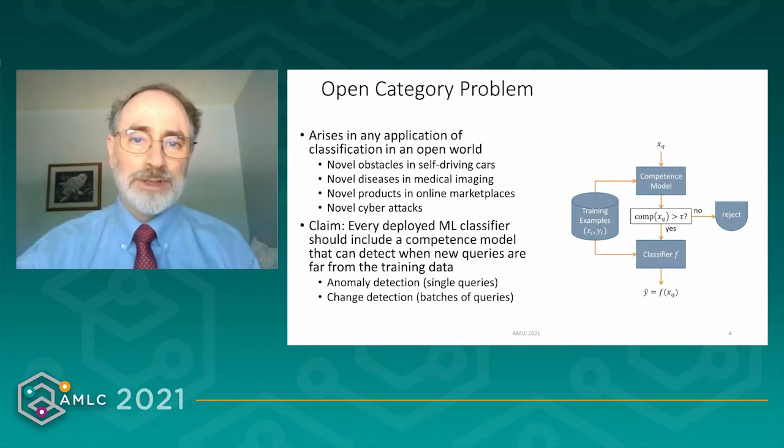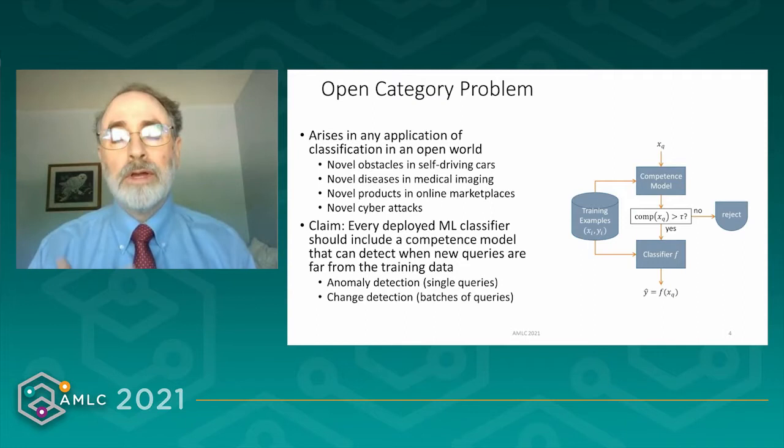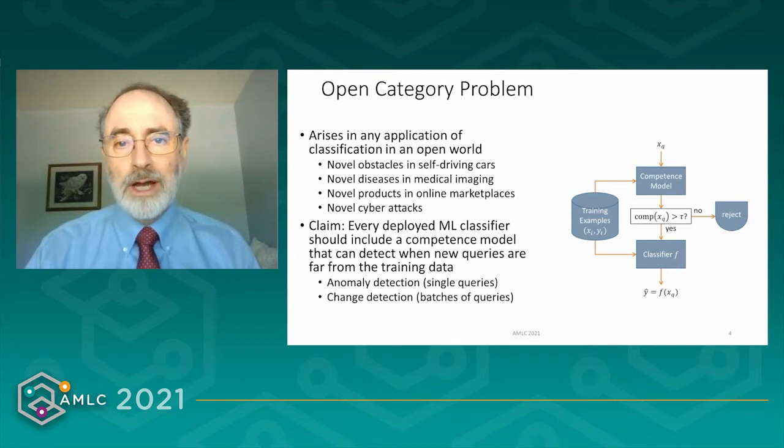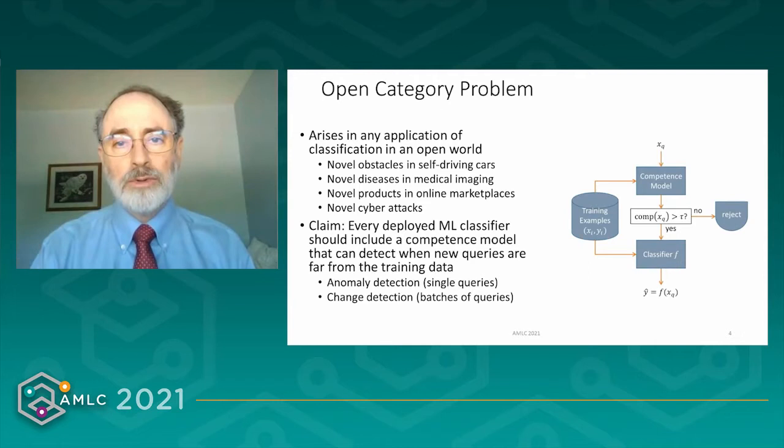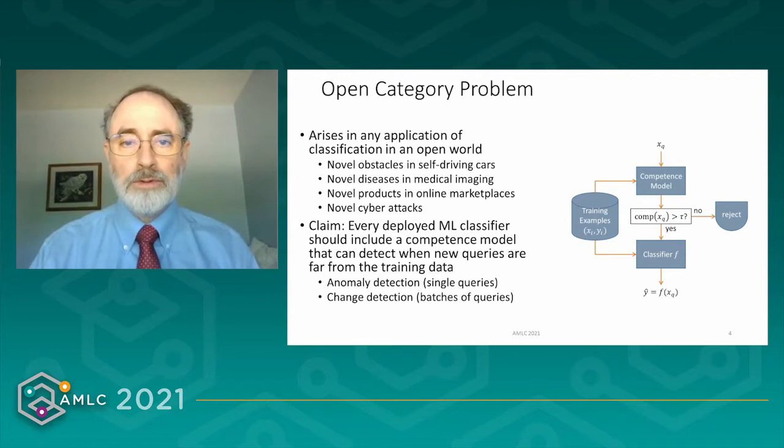But if the classifier is competent enough, then we can go ahead and just run the classifier. So this is a version of classification with the rejection option, but the reject option here is due to it being an anomaly. Now, in some applications, you don't need to process single queries at a time. You could batch them up and look at the batch statistics. And then it becomes more of a change detection problem to detect that there's a different distribution in this data set than you were trained on. But I won't be discussing change detection any further here today.